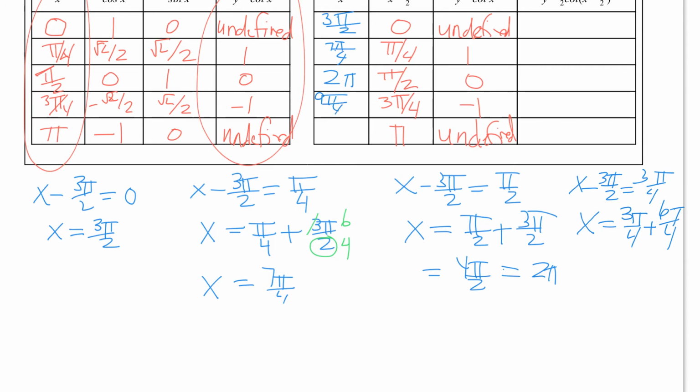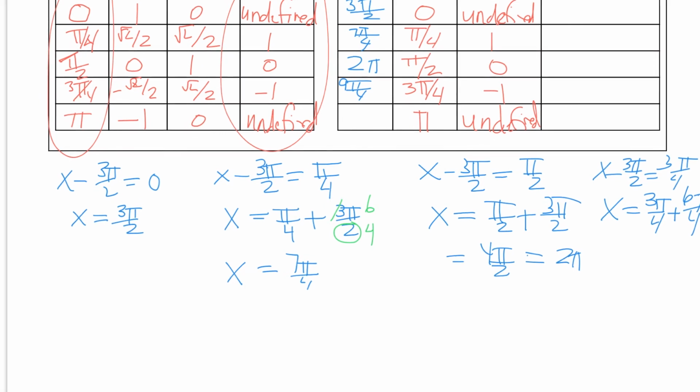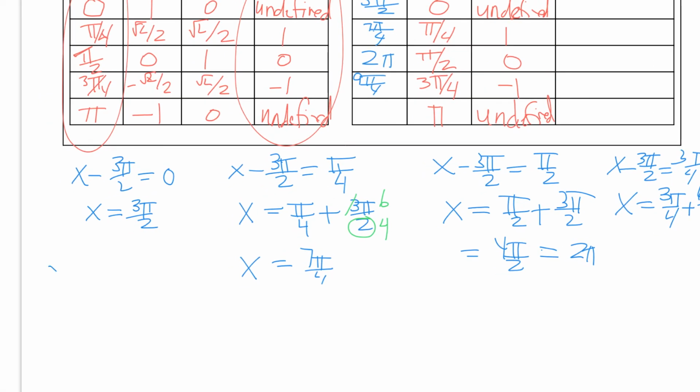And then the last one, I need to take that x minus 3 pi over 2 and set it equal to pi. So x is going to be pi plus 3 pi over 2, which would be the same thing as 2 pi over 2 plus 3 pi over 2, and that would give me 5 pi over 2.